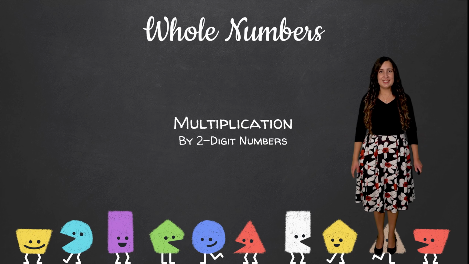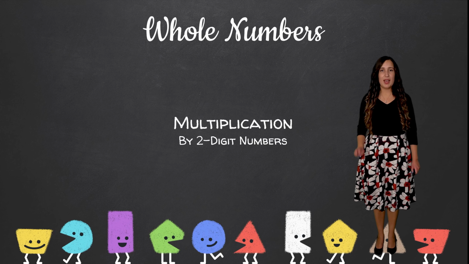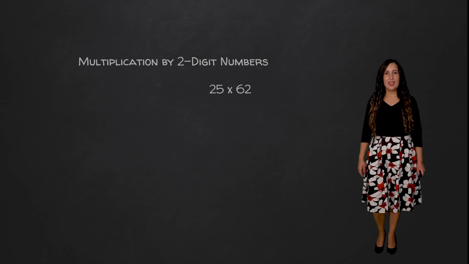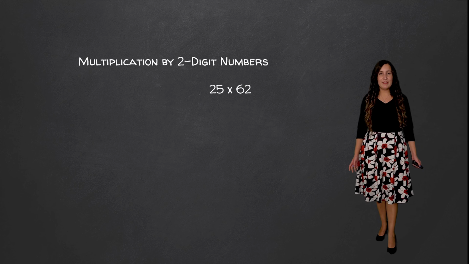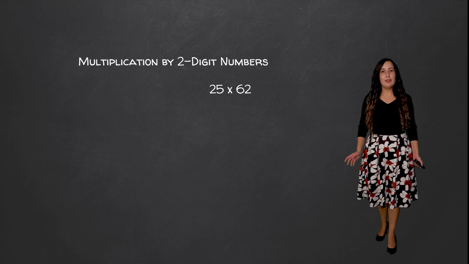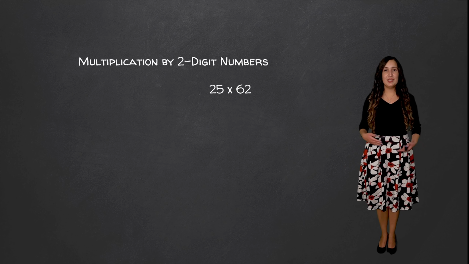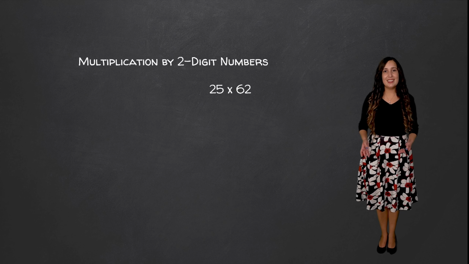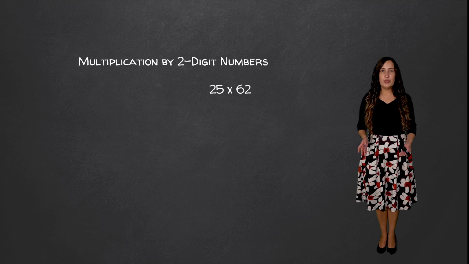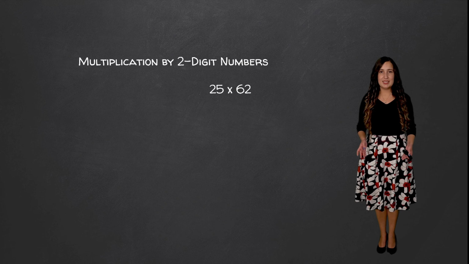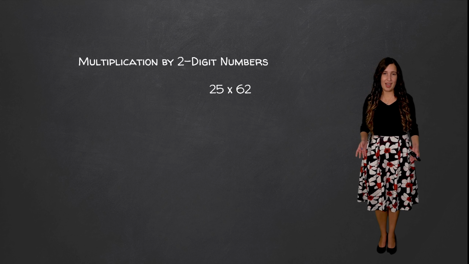Hello, mathematicians. Today we're going to be learning about whole numbers, more specifically how to multiply by two-digit numbers. To get us started, we have 25 times 62. Now remember, in multiplication, we can switch the order of our numbers and still get the same answer. So the product of 25 times 62 is the same as the product of 62 times 25.